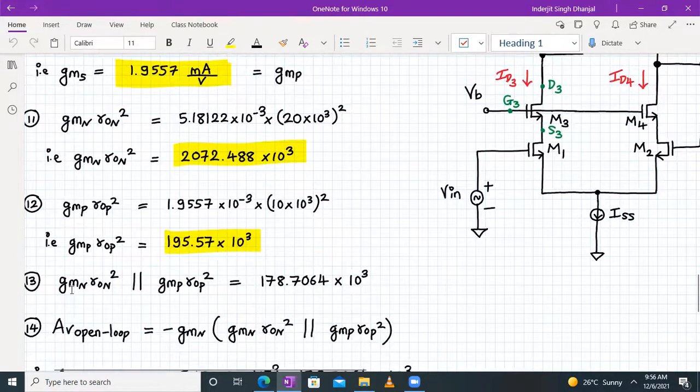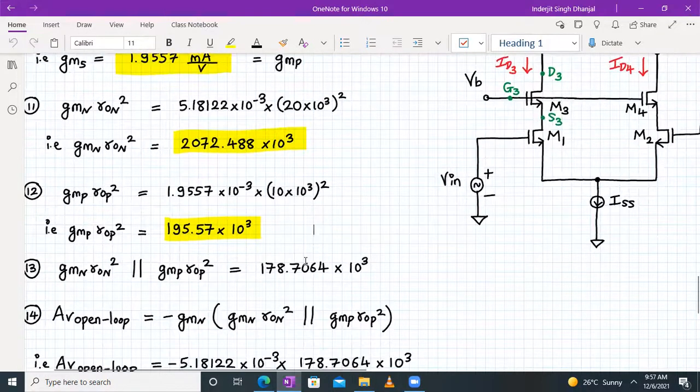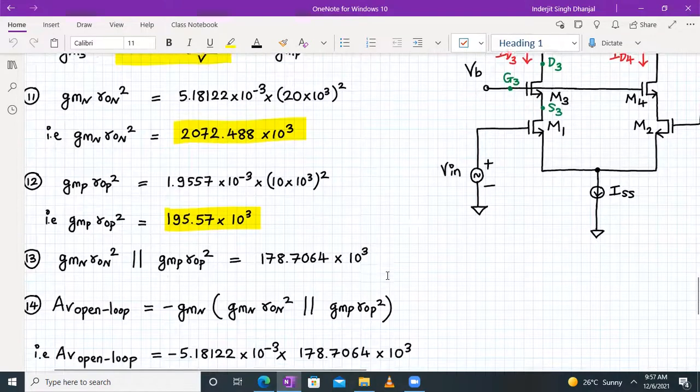Now we will make the parallel combination of these two terms, GMN into RON square parallel to GMP into ROP square. So the parallel combination will be 2072 into 10 raised to 3 parallel to 195.57 into 10 raised to 3. And the result comes out to be 178.7064 into 10 raised to 3.